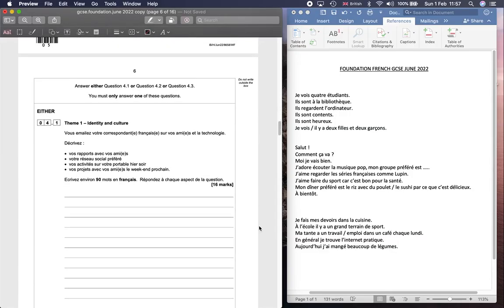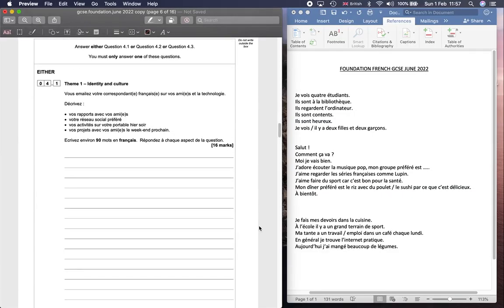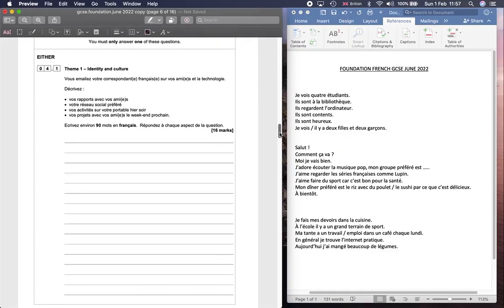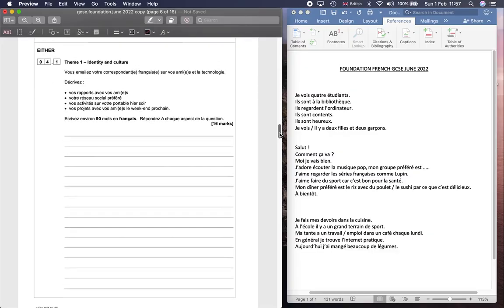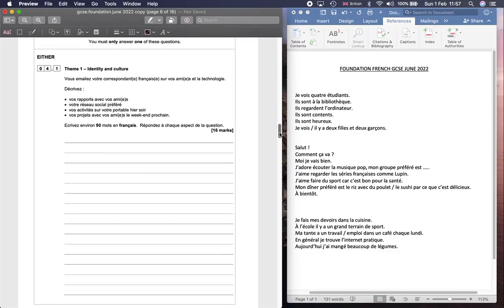Let's have a look at the fourth exercise. Here it says answer either question 4.1 or question 4.2 or question 4.3. You must only answer one of these questions. So obviously because of practice, we're gonna go through them all, so that you can build your vocabulary and your practice. And so let's have a look at the first exercise here.